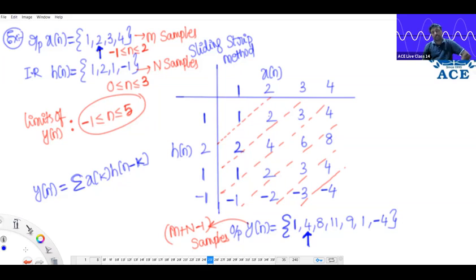This is one technique. But if you are not writing the amplitudes in a proper position, they will jump to other locations. So a slight modification of this method we are learning as the sum by column method. This is sliding strip. A small change to this method is called the sum by column method. I am going to the next slide.